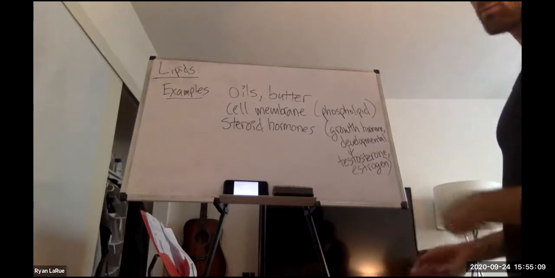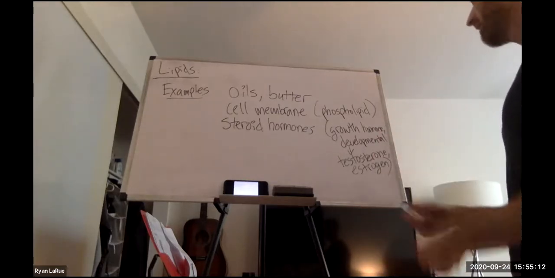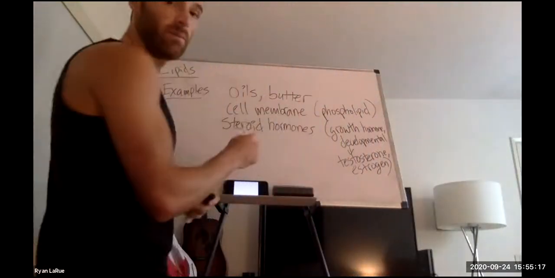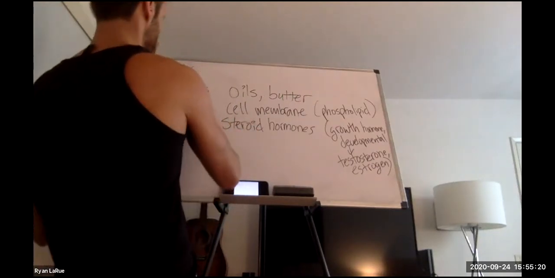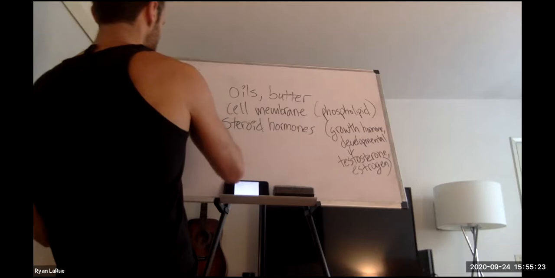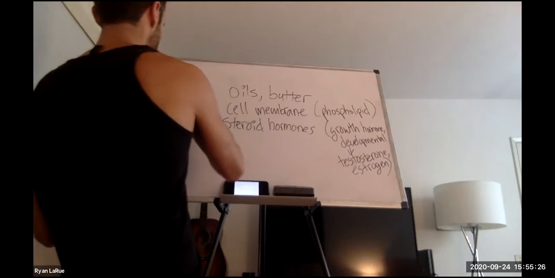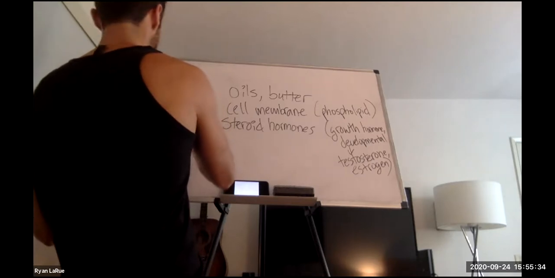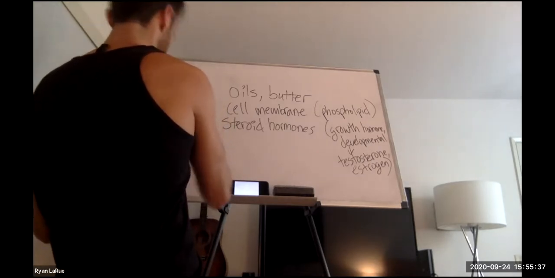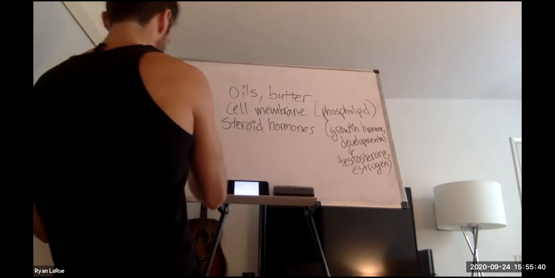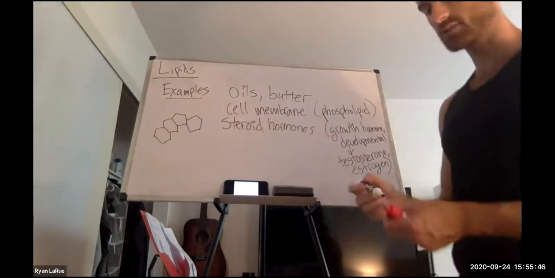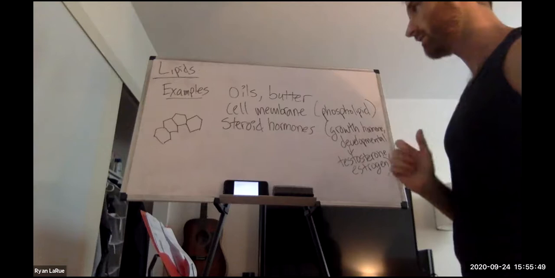And interestingly enough, this is why I say there's no really true monomer or polymer. Steroid hormones look like this, and the next thing we look at looks very similar to this. It's like this ring structure. That's kind of what a steroid hormone looks like. These rings attached to each other. Clearly very different than our triglyceride, right?